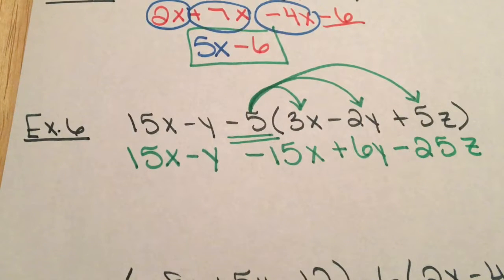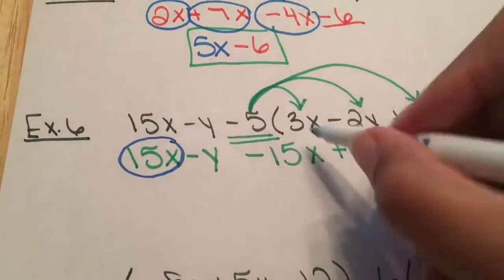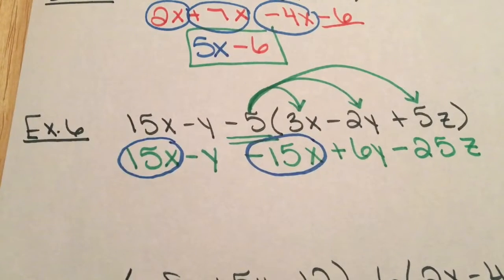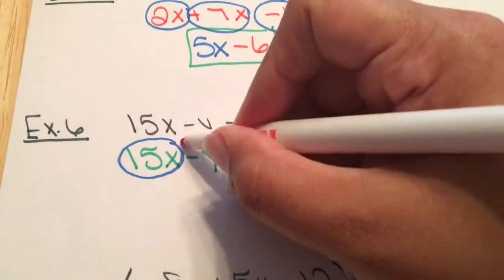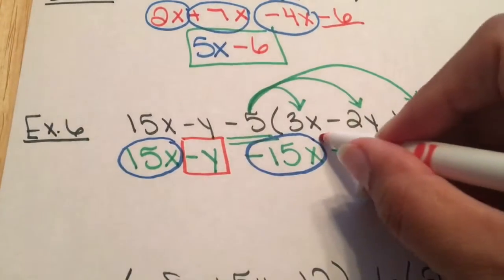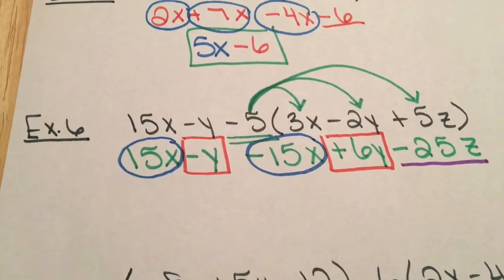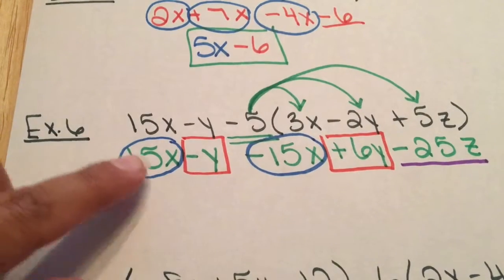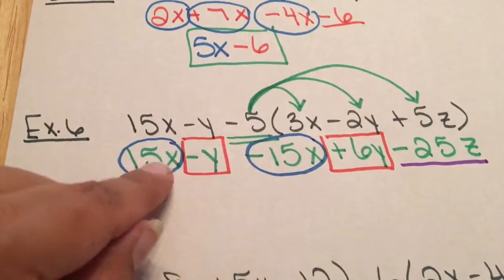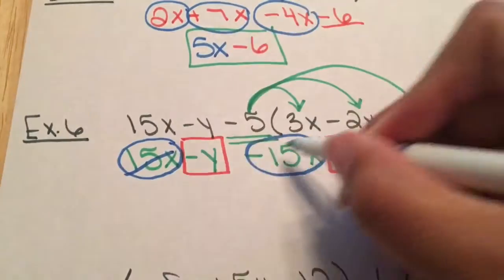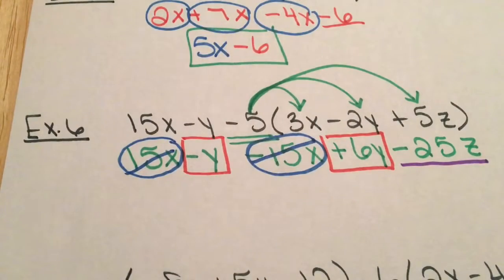Now I have the job of combining our like terms. So I have 15x, which is like negative 15x, and I have no more x's. I have negative y, which is like positive 6y, and then I have poor little minus 25z all by himself. So I'm going to collect my like terms. 15x minus 15x. Well, 15 minus 15 is 0. So the answer is just going to be 0. We can cancel it out. I'm not even going to take the time to write anything.